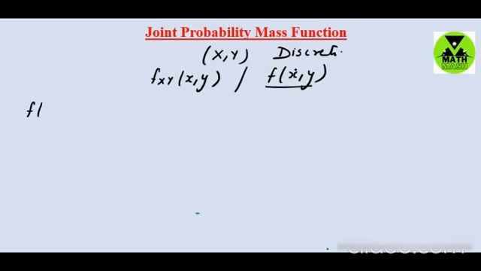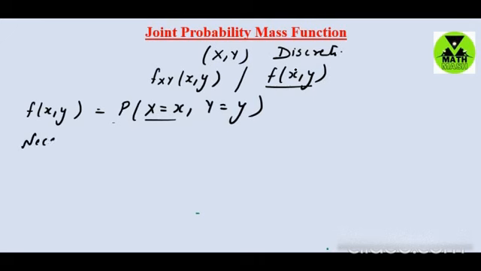f(x, y) represents the probability that X equals x and Y equals y. So since x and y are discrete in nature, they are taking distinct values. So this f_XY is denoting the probabilities at X equals x, Y equals y. Now what is the necessary and sufficient condition for a function to be a joint probability mass function?